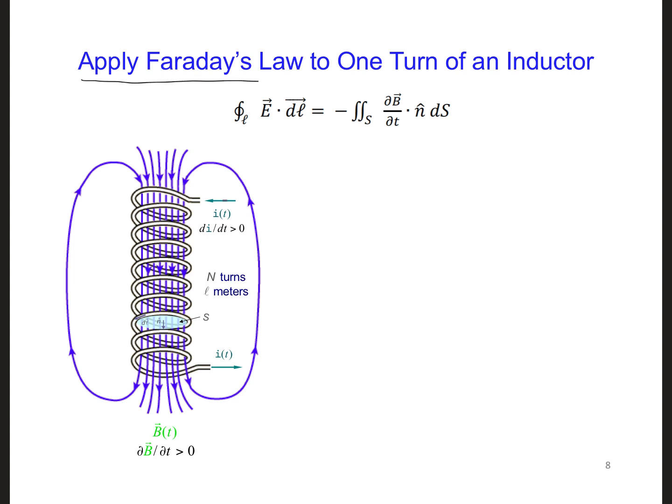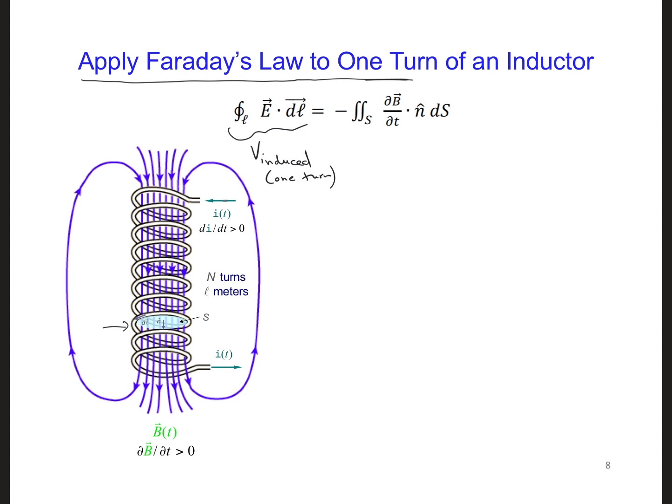So let's apply Faraday's law to just one turn. We're just going to consider maybe this one right here, one turn of this coil, and after that we'll sum over all of the turns of the coil. So this means that we sum up the E field around one turn. That's equal to the voltage that's induced across one turn.